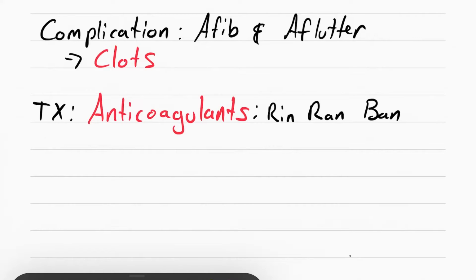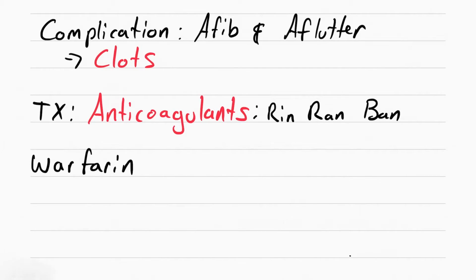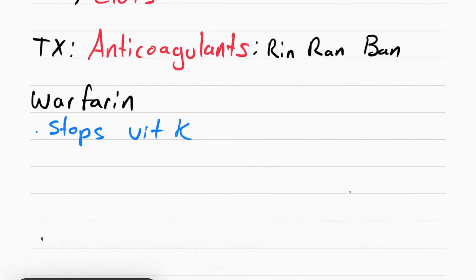There's one specific one that I want to talk about, and that's warfarin. Warfarin is really commonly prescribed. And how it works is it stops vitamin K. Vitamin K is a coagulation factor that's needed to clot, and warfarin stops it.